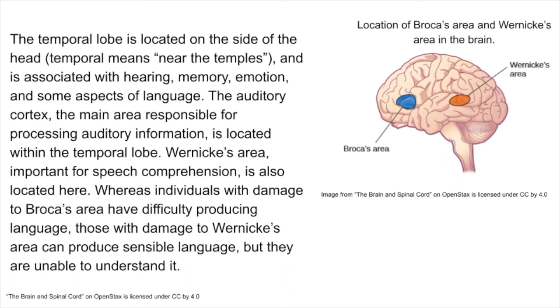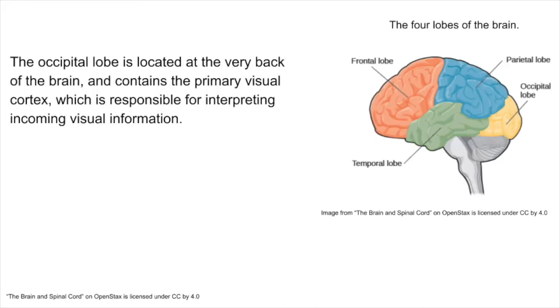Whereas individuals with damage to Broca's area have difficulty producing language, those with damage to Wernicke's area can produce sensible language, but they are unable to understand it. The occipital lobe is located at the very back of the brain and contains the primary visual cortex, which is responsible for interpreting incoming visual information.